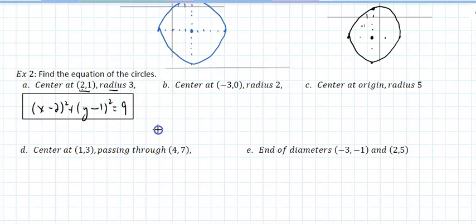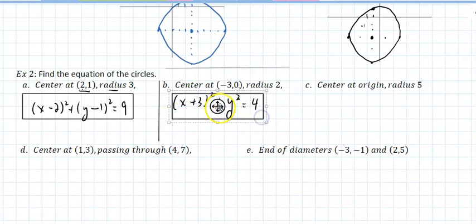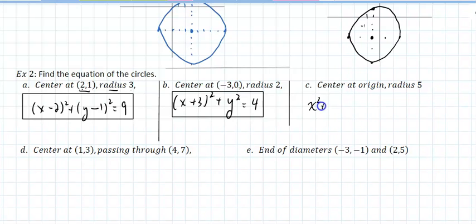Sometimes you have to find those. How about if the center is negative 3, 0? Well, that's x plus 3 squared. And since there's no shift along the y-axis, 2 squared is a 4. And what if I have a circle that's centered at the origin? Well, that would be x squared plus y squared, and 5 squared is 25.